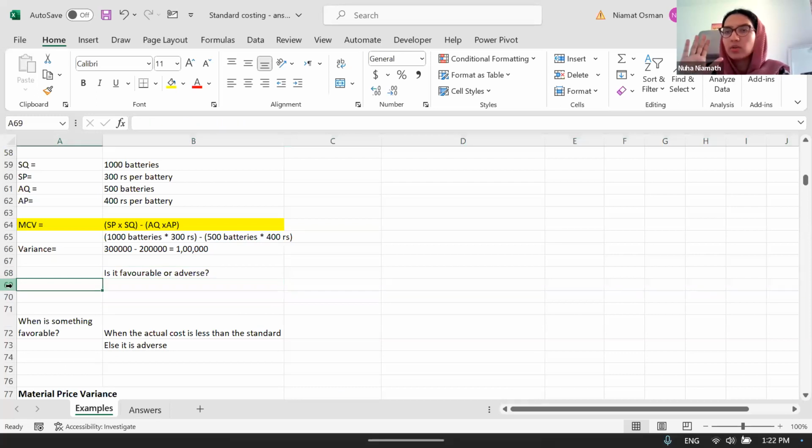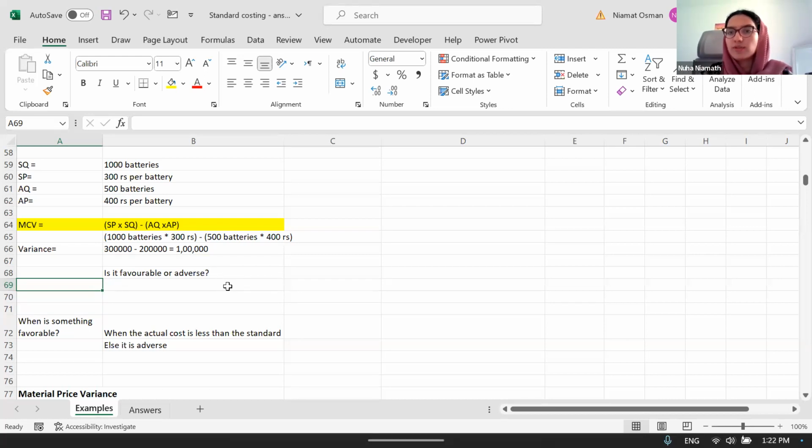One hack I will tell you, in any question, to understand whether something is favorable: when you have spent less, in reality, that is the best favorable situation for you. If you have spent more, it is an unfavorable situation. So here, our actual, which is AQ into AP, is only 2 lakhs. 3 lakhs is what we thought we should spend, and we actually ended up spending only 2 lakhs. So what do you think? Is this a favorable 1 lakh difference, or an unfavorable adverse variance? Since our actual cost is lesser, do you think it's favorable or adverse?